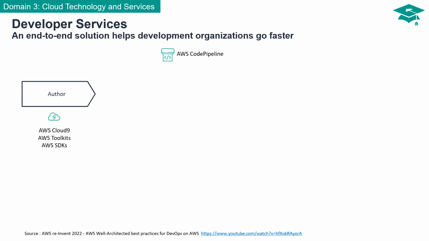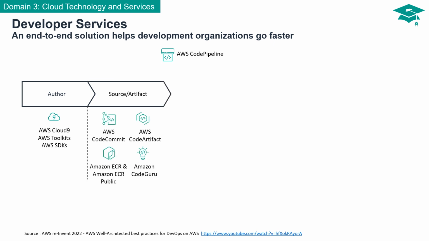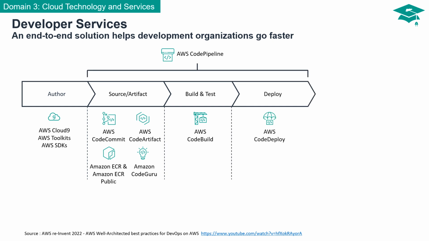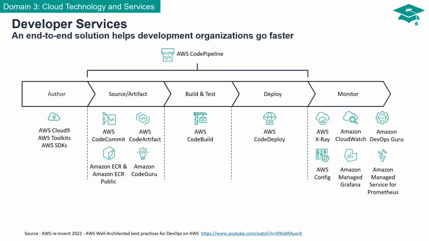AWS authoring tools that streamline the development process, such as AWS Cloud9, AWS Toolkits, and AWS SDKs. Managing your source code and artifacts with AWS CodeCommit, AWS CodeArtifact, Amazon ECR, and Amazon CodeGuru. Build and test services with AWS CodeBuild. Deployment with AWS CodeDeploy. Monitoring with various AWS services such as AWS X-Ray, Amazon CloudWatch, Amazon DevOps Guru, AWS Config, and more.